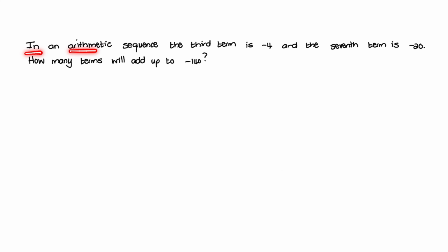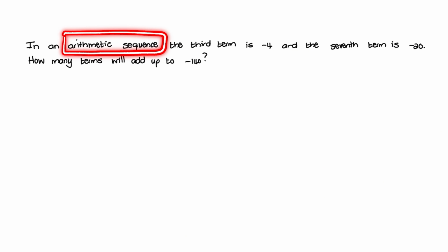In an arithmetic sequence, the third term is -4 and the seventh term is -20. How many terms will add up to -140? So before we start to answer this question, let us just go through the details.